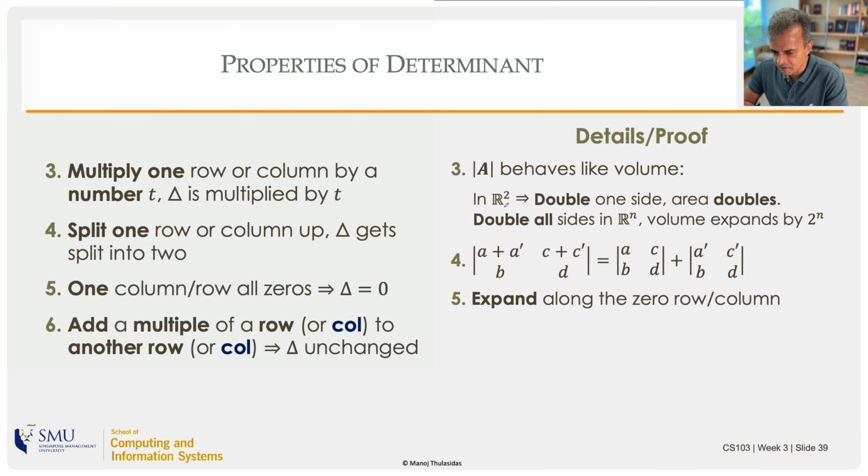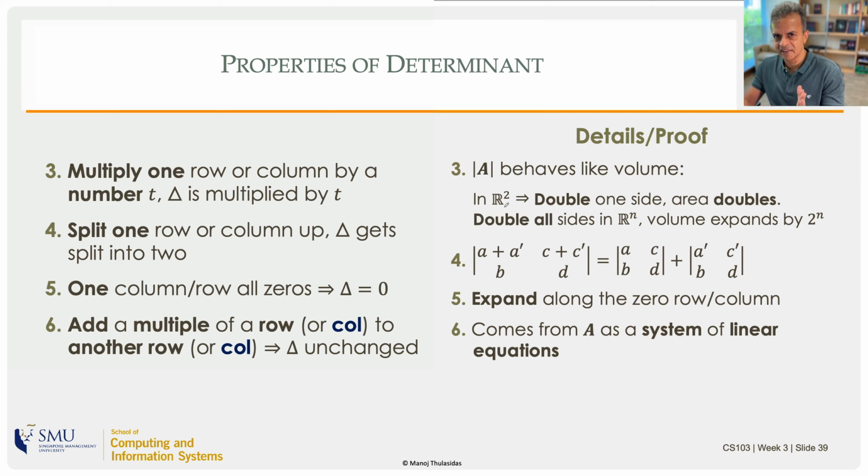Now, the next one sounds a bit weird. It says add a multiple of a row to another row, then the determinant stays unchanged. This actually comes from the notion that a matrix is like the coefficients of a system of linear equations, and equation manipulations are basically scaling one equation and adding it to another equation so that you can eliminate some variables or whatever. And that doesn't change the solution set of the equations. And that is kind of encoded in here. But this can actually be proven using the properties of determinants. I will leave that to you as an exercise.